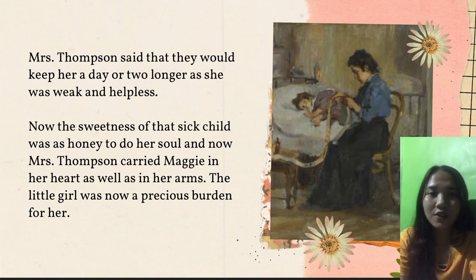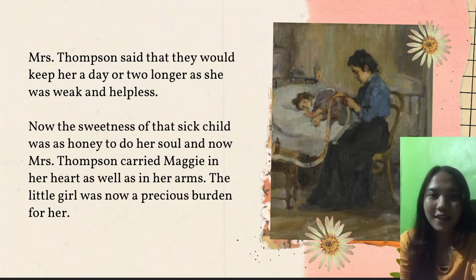The little innocent girl Maggie brought to the home of Joe Thompson a great light and blessing. And now, the sweetness of the sick child was as honey to her soul, and now Mrs. Thompson carried Maggie in her heart as well as in her arm. The little girl was now a precious burden for her, but this burden gave her great pleasure, and Mr. Thompson considered himself more fortunate to have the girl in his home.